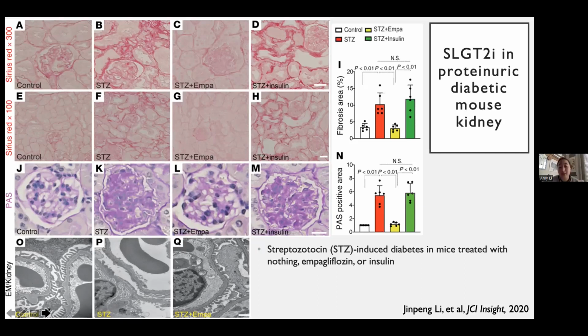which is compared to what happens when you treat these mice with just insulin. And the hemoglobin A1C was the same between the empagliflozin and the insulin group. And yet in the insulin group, you see all these fibrotic changes. You see a very unhappy glomerulus there. Next slide.